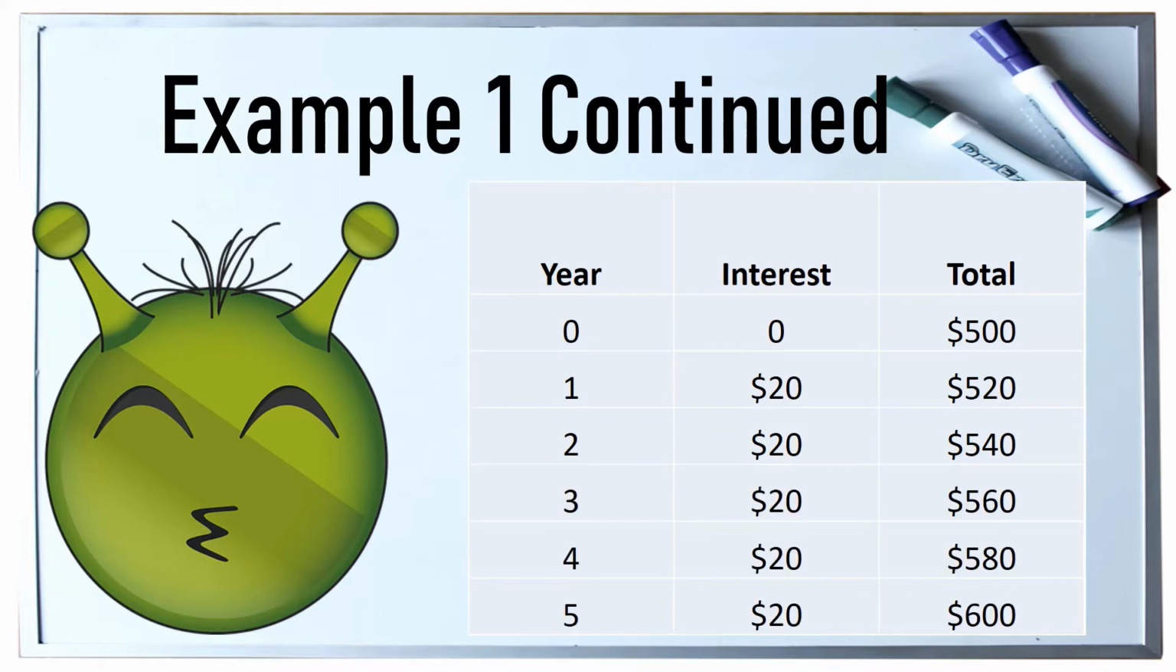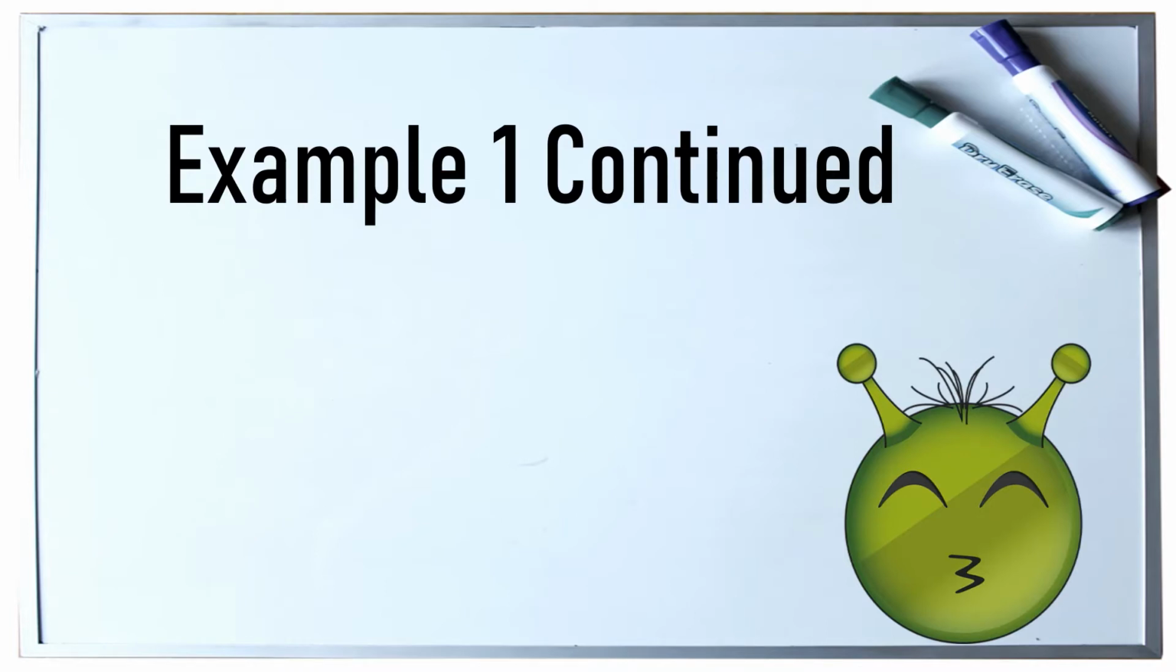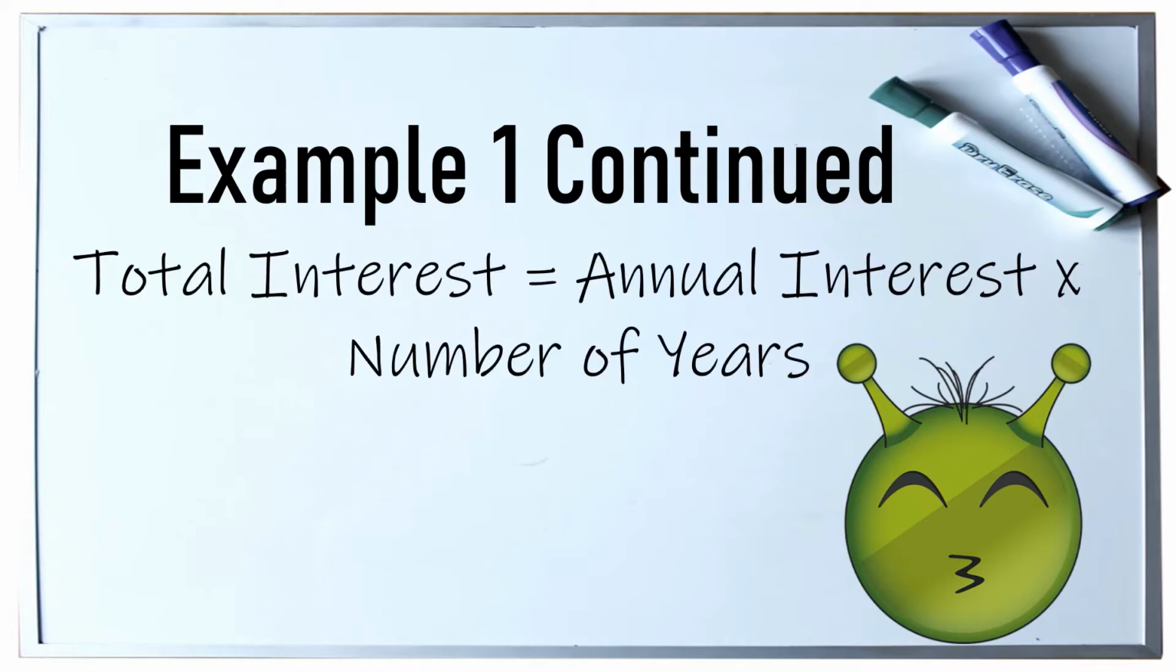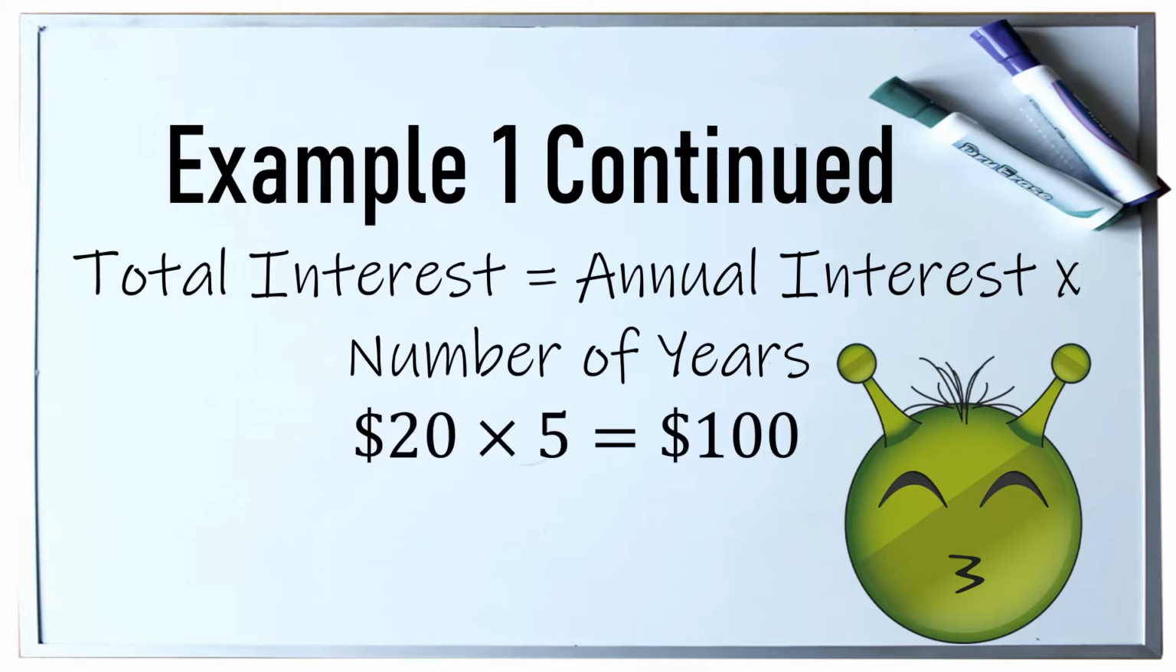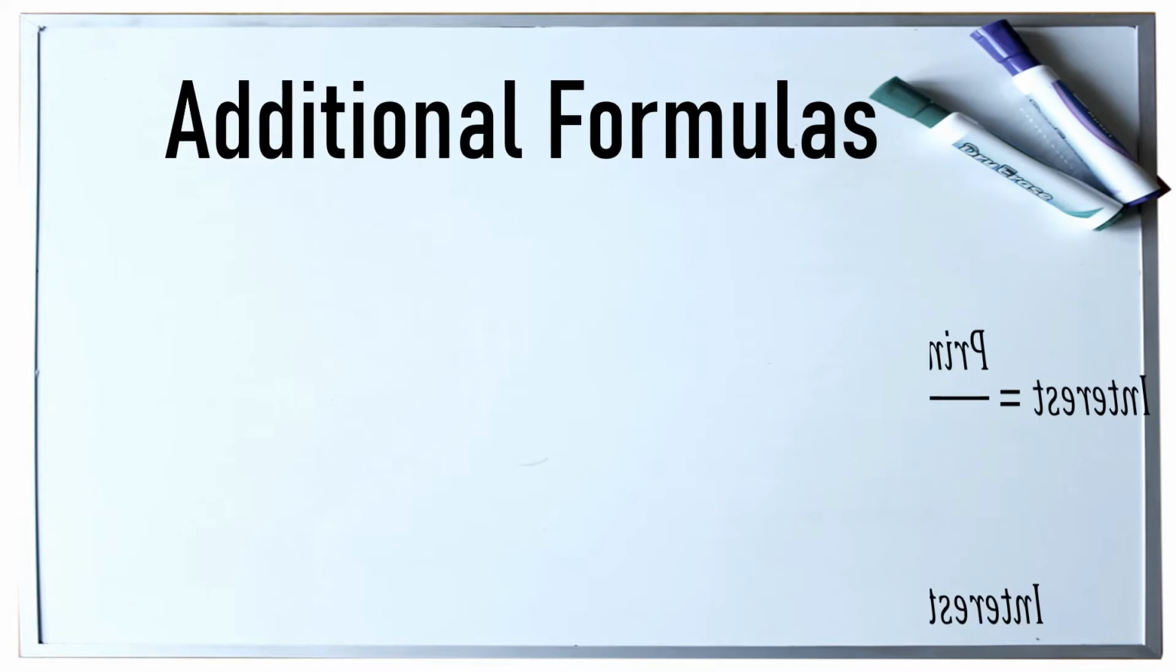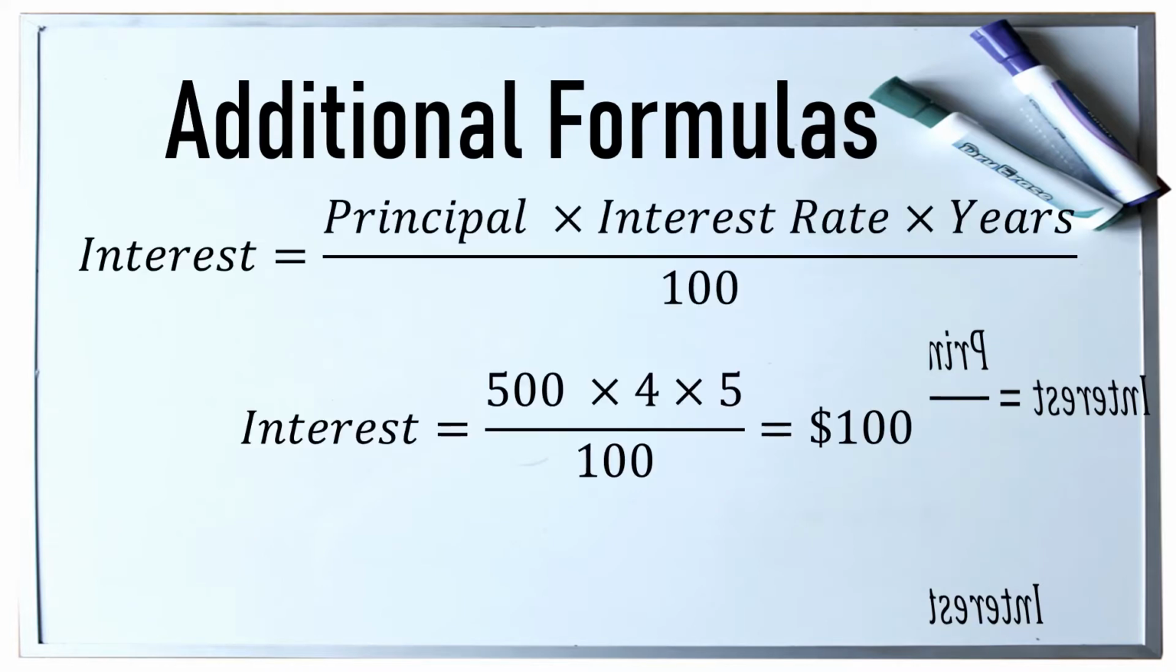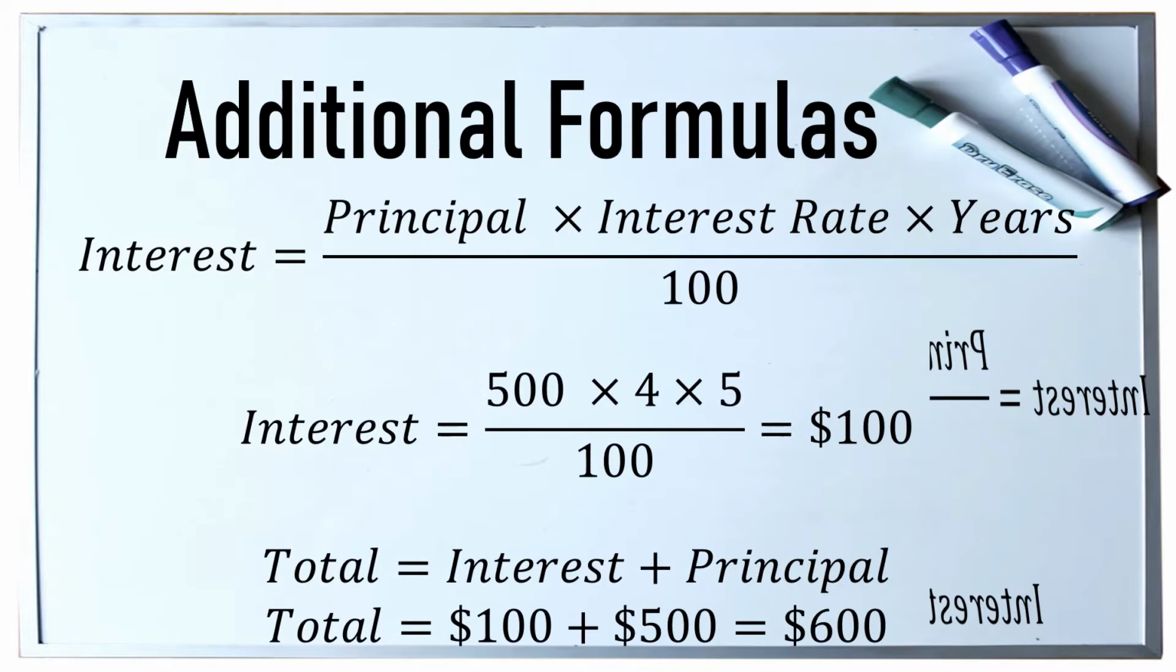And so here we just keep adding on the $20 each time and we end up with a total of $600. After the 5 years, there was $100 in interest. We got that by adding on 20 each year for 5 years. A formalized way of thinking about it is the total interest is equal to the annual interest times the number of years. So for us, it was $20 each year multiplied by 5 years gives us $100. The more traditional way of completing this problem is through these formulas. Now, with this video, I'm more concerned about the understanding, so you can pause the video here if you want to check this working.